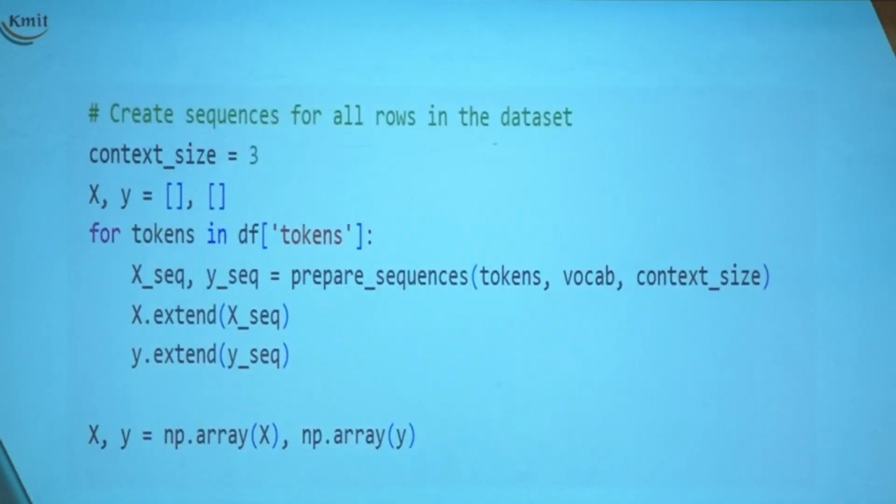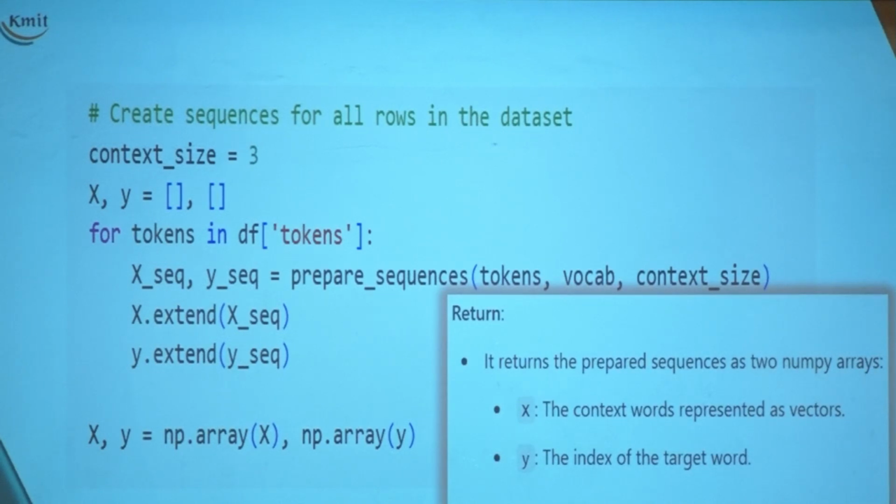Clear, guys? So after I get my X and Y lists, I use the extend method on them. Of course, later I would convert that into NumPy arrays because of the heavy computations required. So it returns the prepared sequences as 2 NumPy arrays. X will be the context words represented as vectors and Y will be the index of my target word. Again, X will be vectors, Y will be index. Clear?